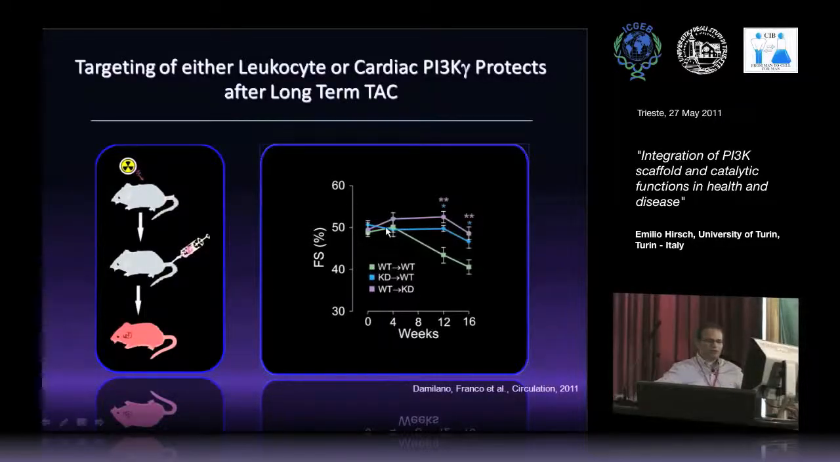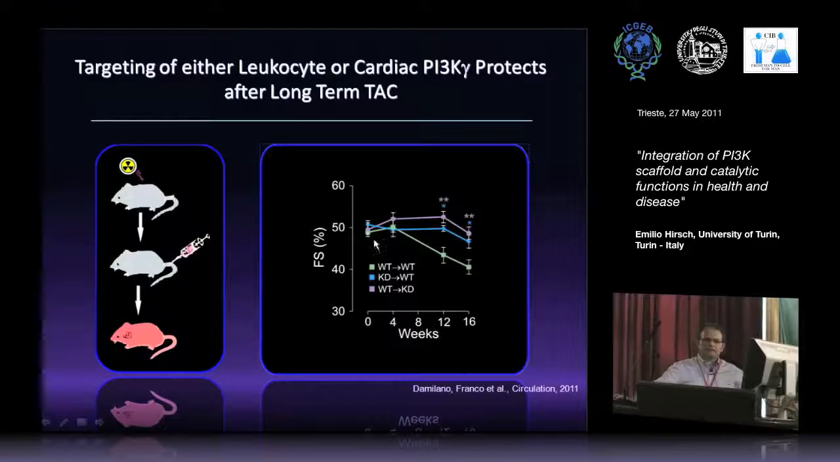So if we look at what happens with time, this is a measure of contractility, so cardiac function. The green line is, of course, what happens in wild-type controls, the wild-type mice that received the wild-type bone marrow. So with time, these mice develop heart failure, and their contractility goes down.